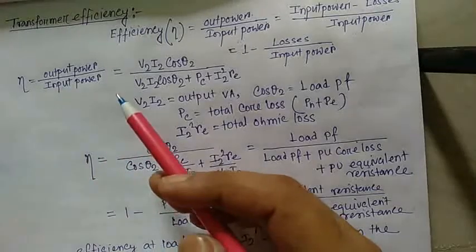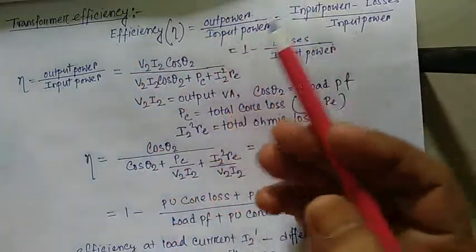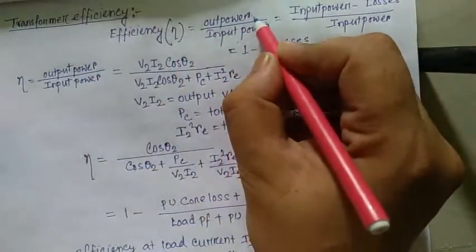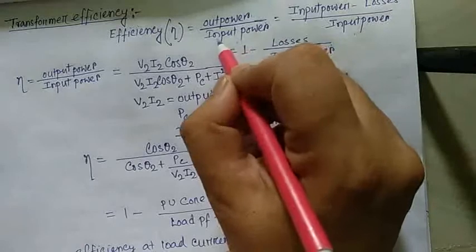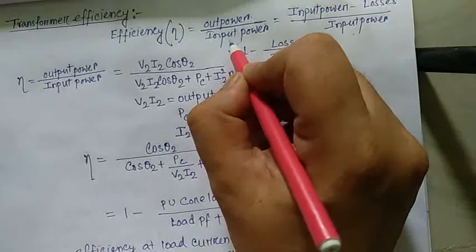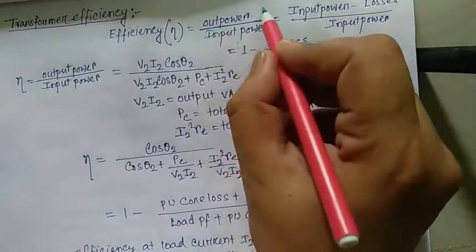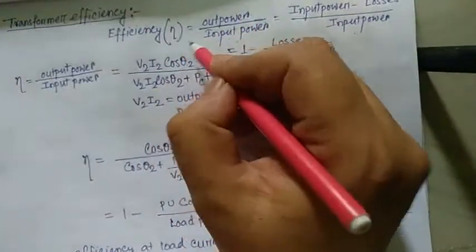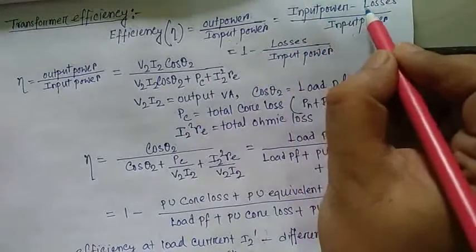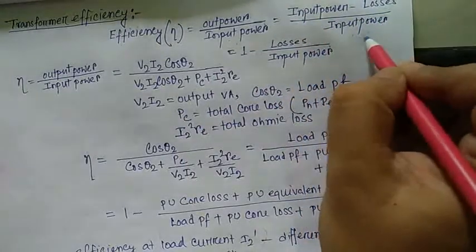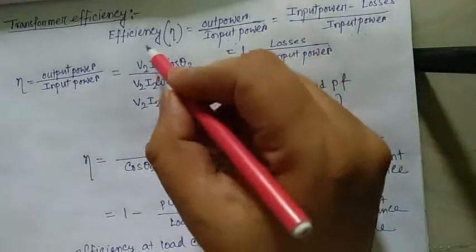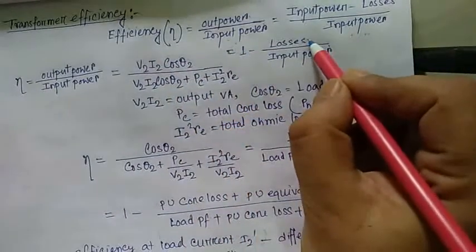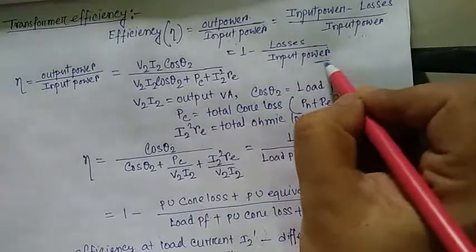I discuss the transformer efficiency. As you know, the efficiency is nothing but output power divided by input power. Output power is input power minus losses. So efficiency comes as input power minus losses divided by input power. So efficiency can be written as 1 minus losses by input power.